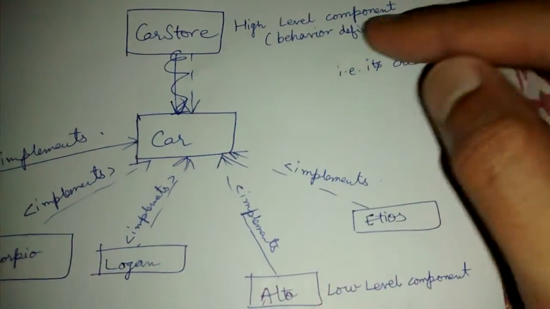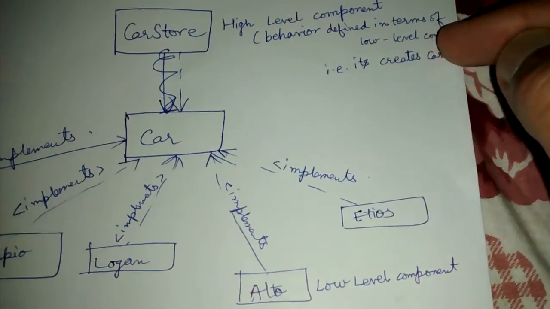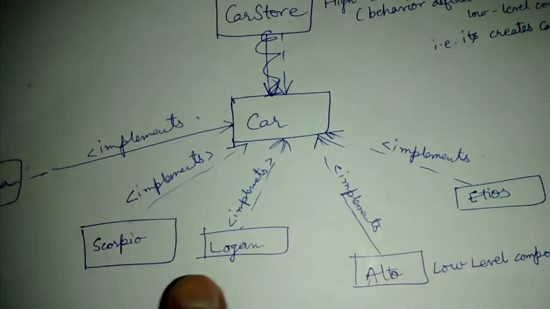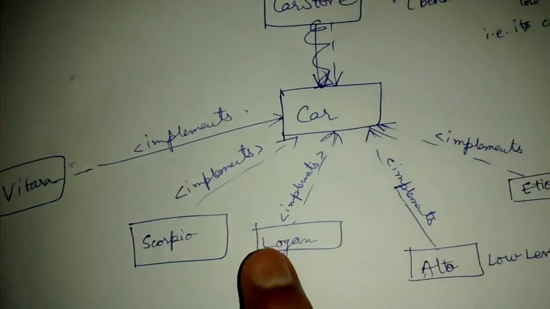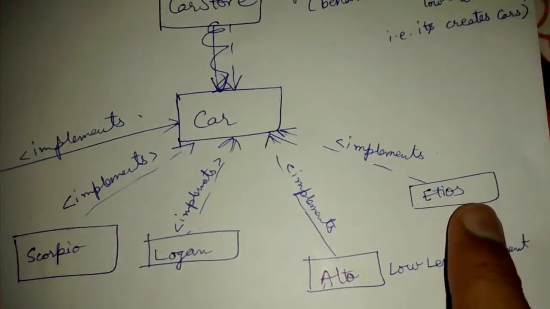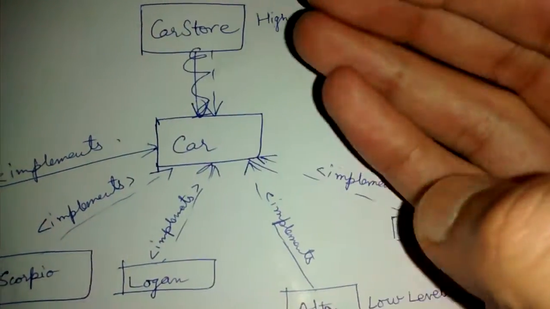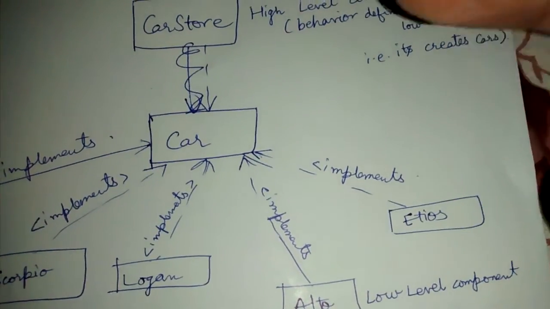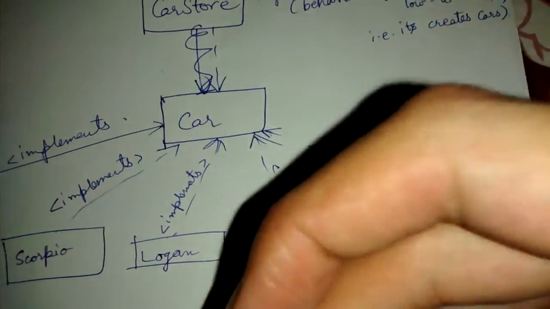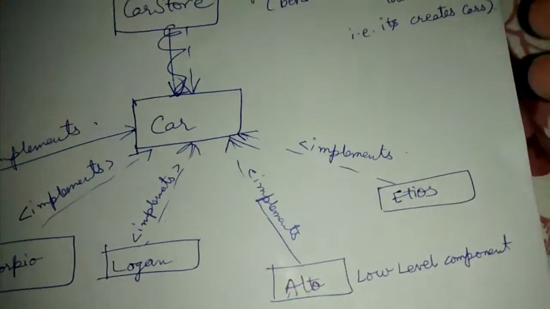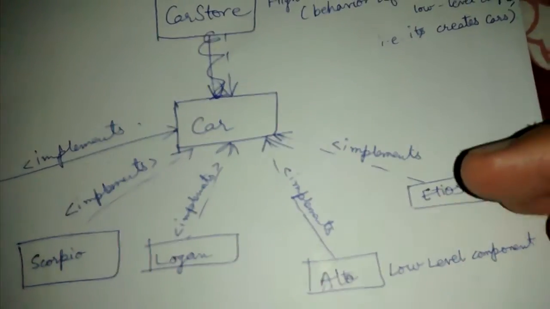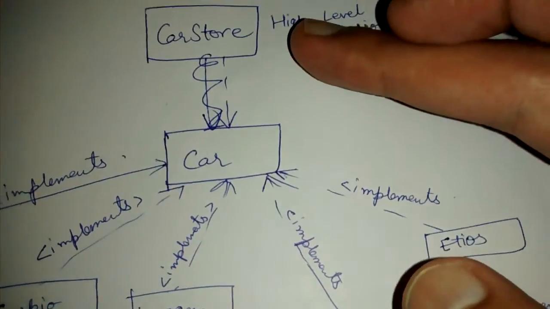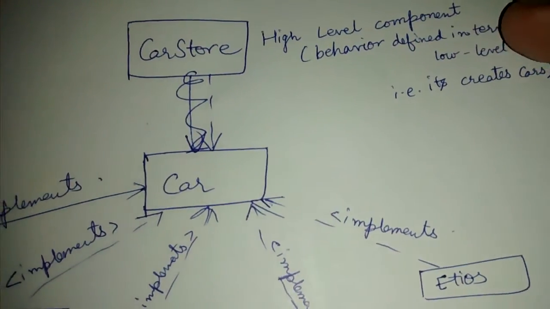So CarStore is a high level component because its behavior is defined in terms of these low level components, Scorpio, Vitara, all these. CarStore basically creates these cars. So its behavior is creating these Etios, Logan. Its behavior is defined in terms of these lower level components. That's why it is called a higher level component.